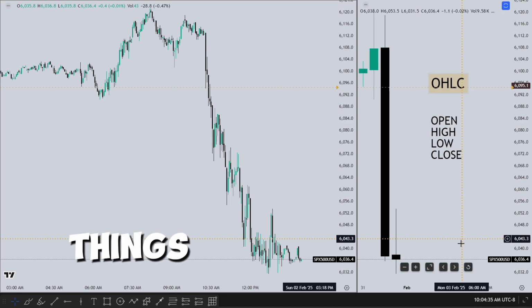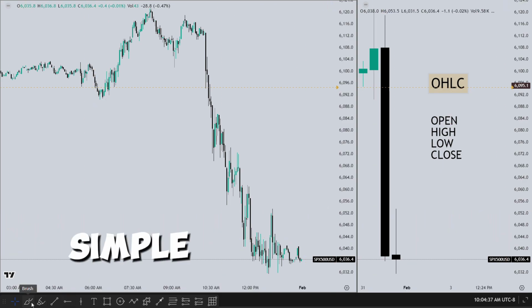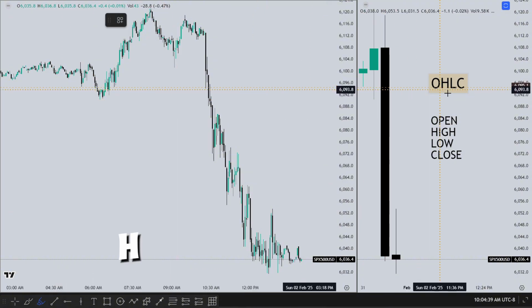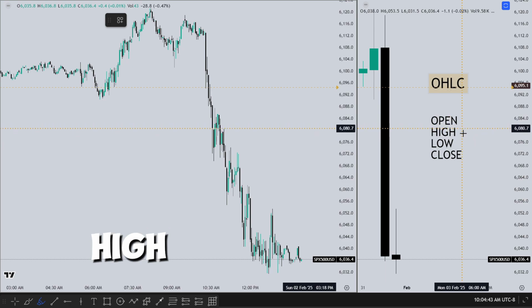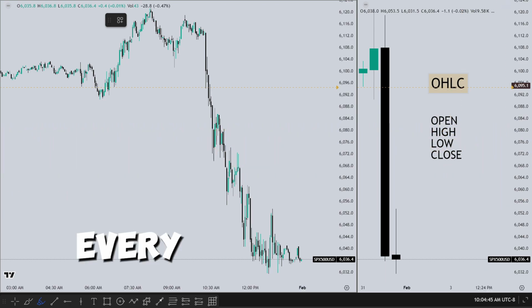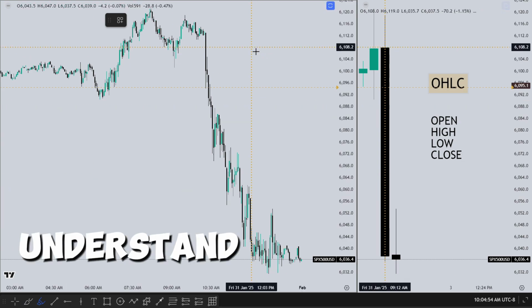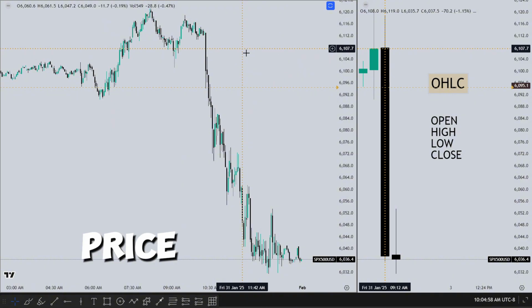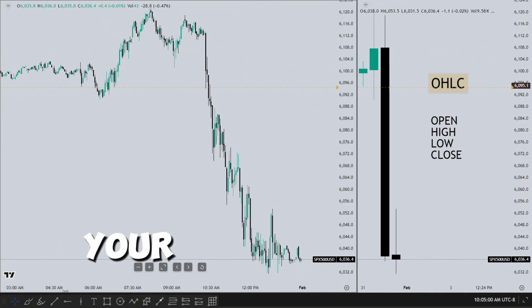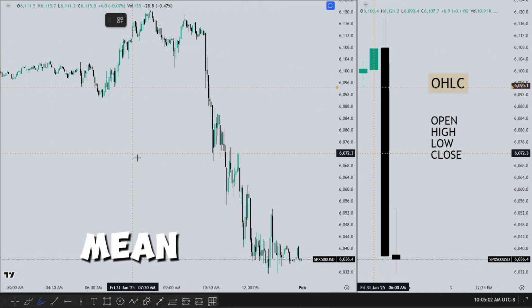So first things first, I want to explain a very simple concept, which is OHLC. All that stands for is open, high, low, and close. Every single candlestick is going to have those four components: an open, a high, a low, and a close. Being able to understand when in time you are and where in price will help you execute on your trades. So what does that mean?